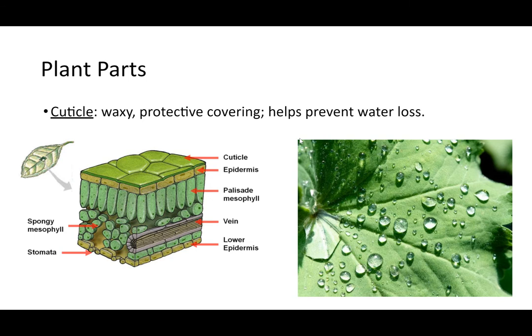So beginning with a couple different parts of the plant, we have the cuticle. The cuticle is a waxy protective covering that helps prevent loss of water. This is really the outermost layer of the leaf of a plant. It feels very waxy, and it just protects the plant from losing all of its water throughout the day and the night.